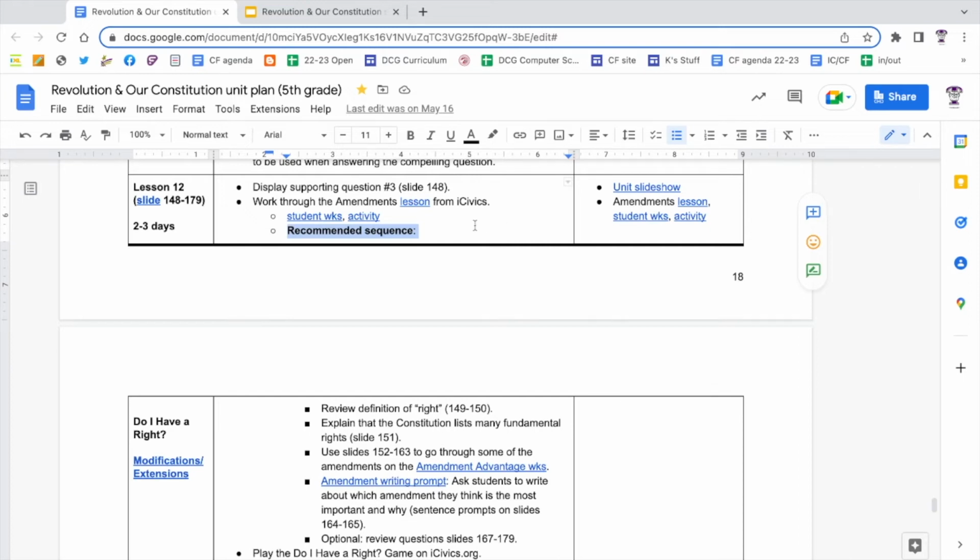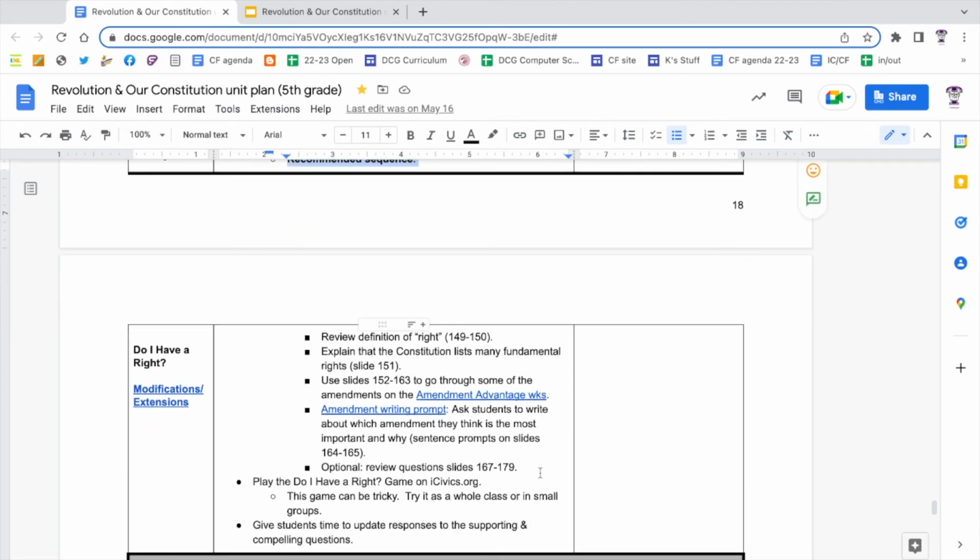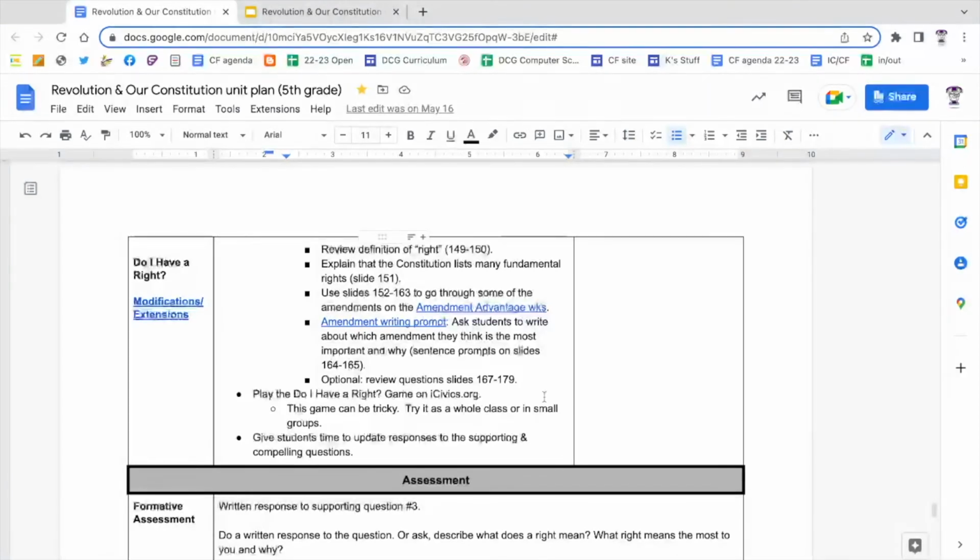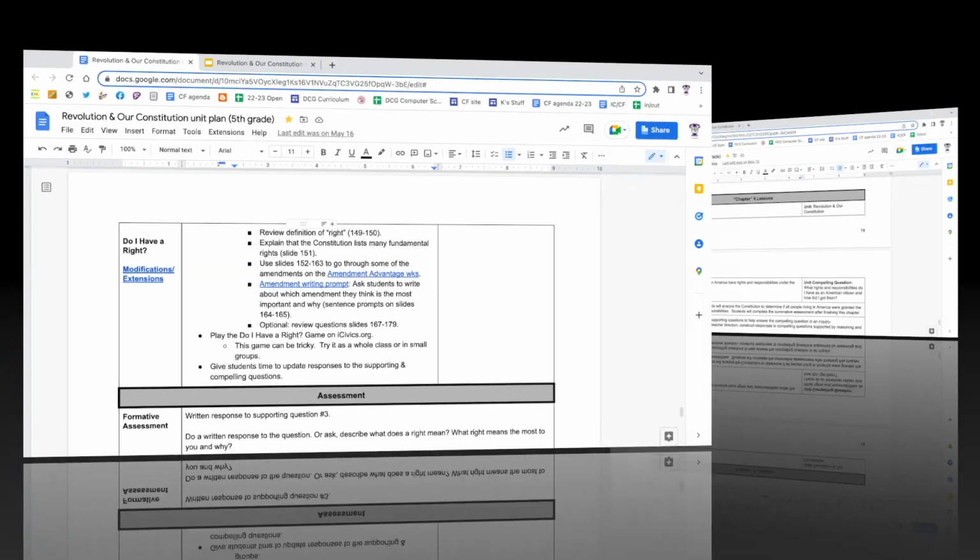So as you can see, there's a recommended sequence where you begin by reviewing the definition of right, then talk about how the Constitution has many fundamental rights. Then we go through some of the amendments, and then there's a writing prompt that you can do or not do. And then there is a review option to kind of talk about the different aspects of the rights in the Bill of Rights. Then I would recommend that students have plenty of time to play the Do I Have a Right game. It might be helpful to start it as a whole class so that students can understand the aspects of it, and then either play it with a partner, small group, or individually.